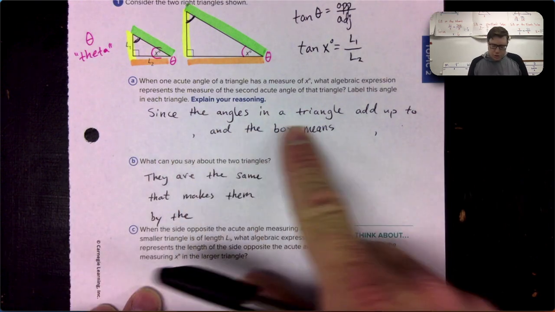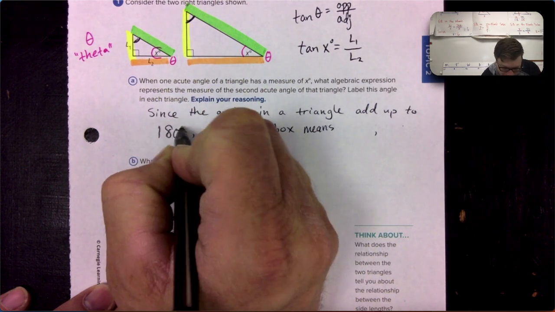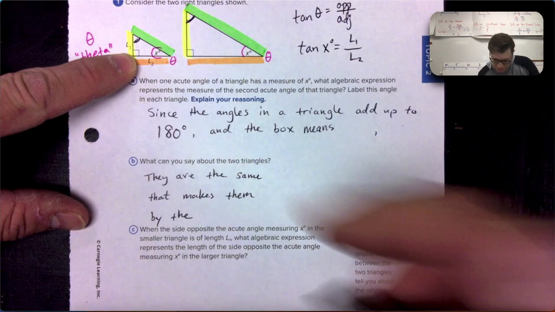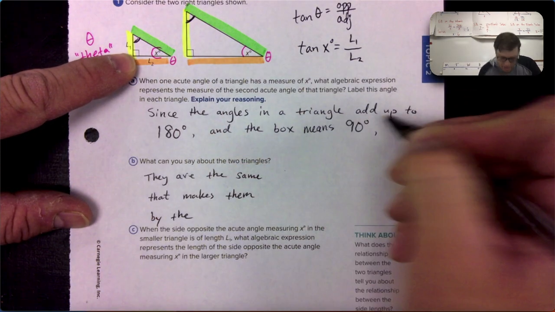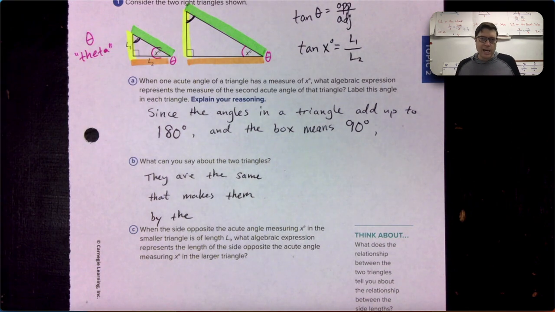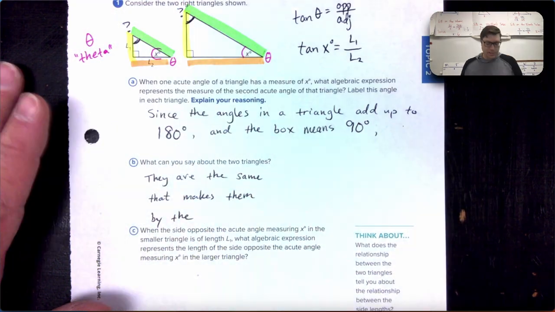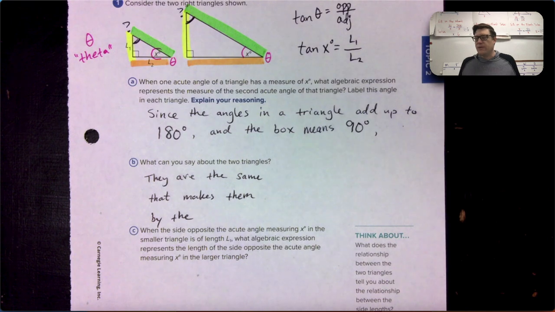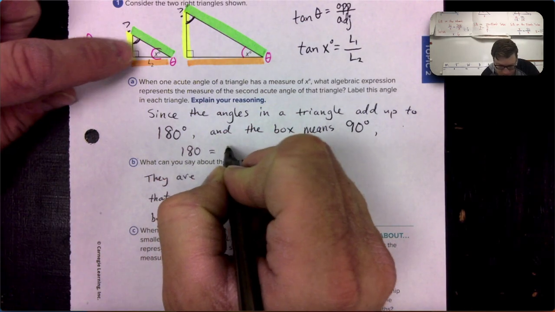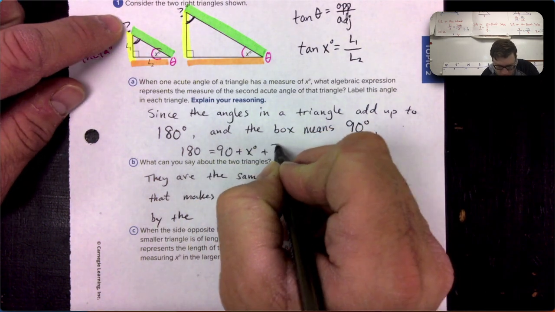Well, since the angles in a triangle add up to, do you remember? 180 degrees. And the box in the corner means 90 degrees. Then if you add up these angles of the triangle, they have to add up to 180. And since we don't know what expression represents this third angle, let's just leave it as a question mark for now. We would have 180 equals 90 plus x degrees plus the question mark.